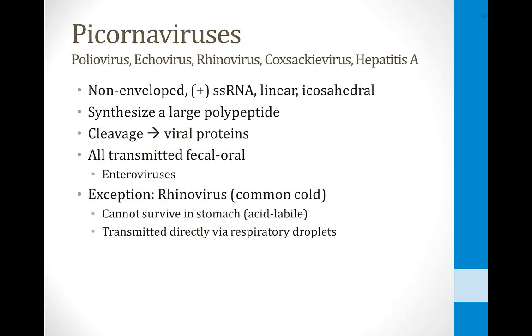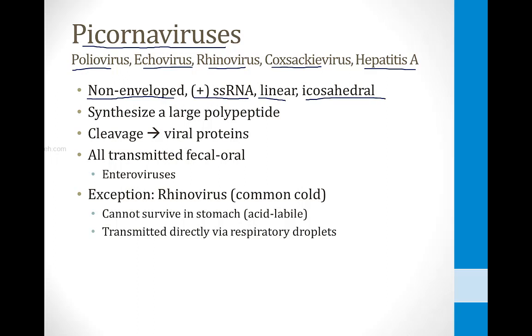The next family of RNA viruses is called the picornavirus family. There are 5 medically important viruses in this family: poliovirus, echovirus, rhinovirus, Coxsackie virus, and hepatitis A. And if you take the first letter of each of those 5 viruses, it spells the word perch, which is how many people remember them. All the picornaviruses are non-enveloped. They all have a positive sense single-stranded RNA genome that is linear with an icosahedral capsid.